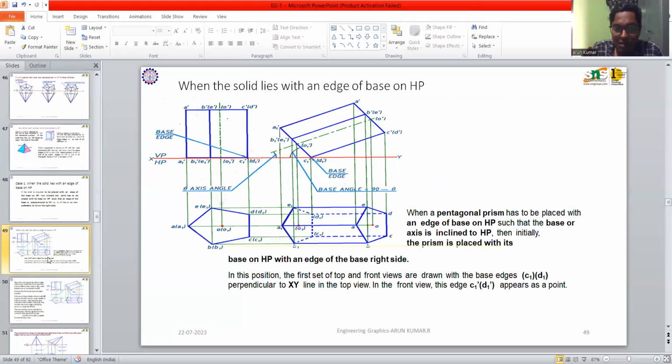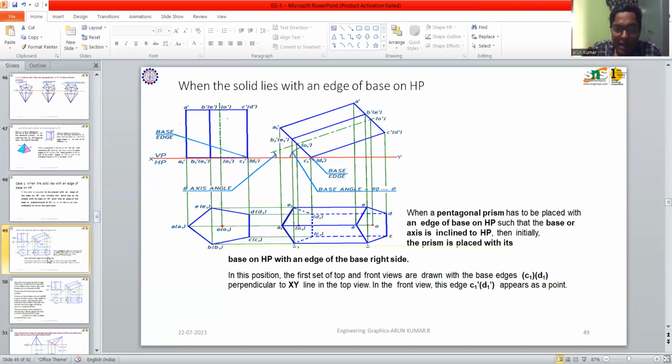This is an example of the top view of the pentagon with the condition of a base edge, since it has five base edges. Any one of the base edges lies on the HP. According to this condition, we have to project each corner of the top view to the XY line. That is represented here by the green lines, which are very light. The blue line is the object line, which is drawn thick compared to the projection lines.